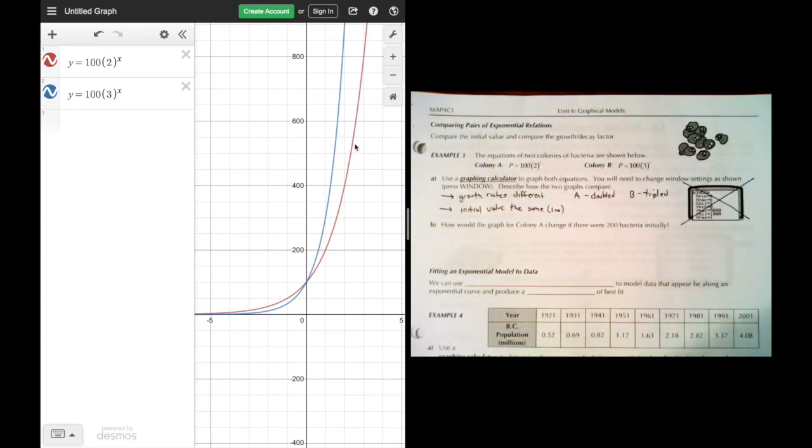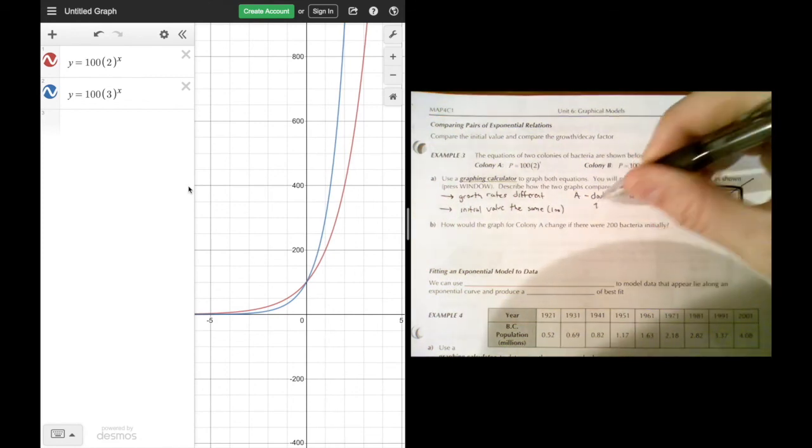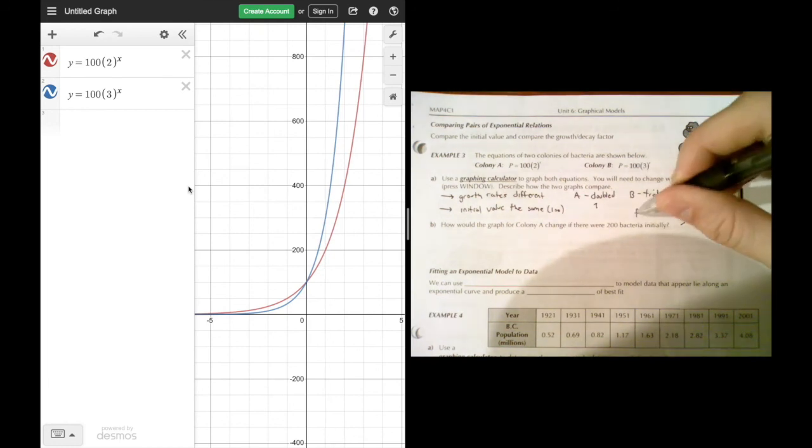So what's the doubling graph look like? Well, it's still going up. It's just not going up as fast as tripling. And that makes sense because multiplying by 2, the numbers won't get as big as multiplying by 3. They'll get as big, just not as fast. So this is faster growth.